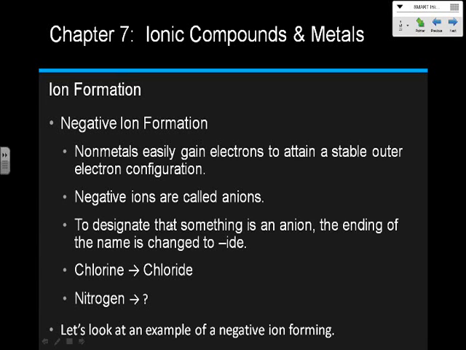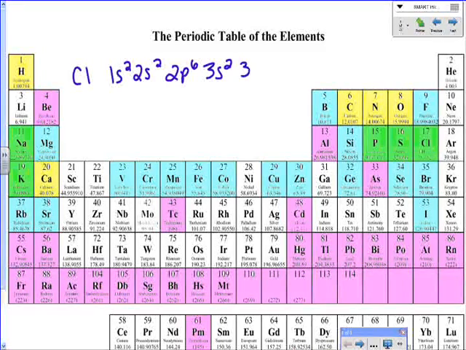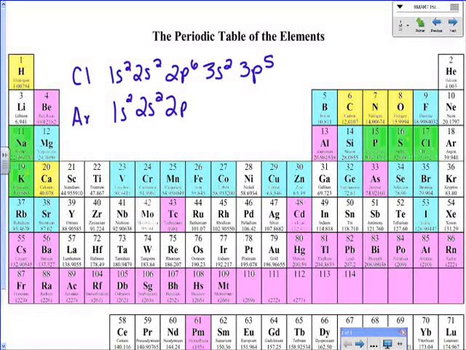Now let's look at an example of a negative ion forming. Let's look at one of our nonmetals, let's do chlorine. Chlorine has an electron configuration of 1s2, 2s2, 2p6, 3s2, 3p5, right? Now, let's look at argon, because argon is the noble gas right next to chlorine. Its electron configuration is 1s2, 2s2, 2p6, 3s2, 3p6.